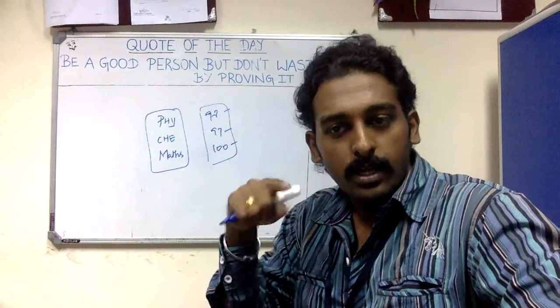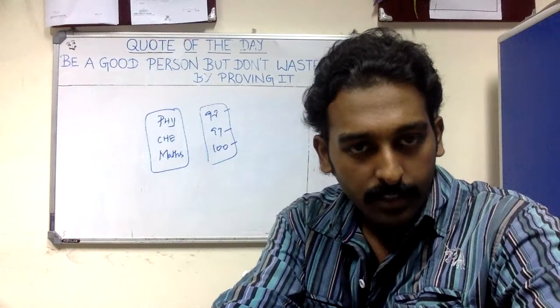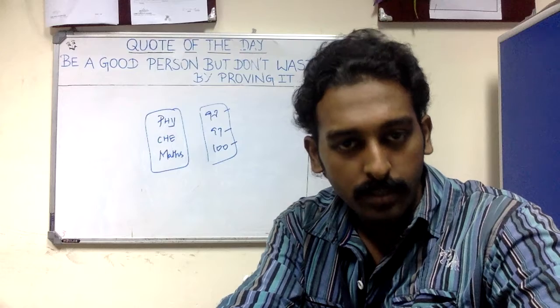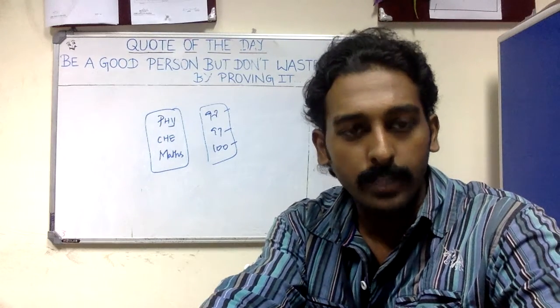So here is an example. As I told you, physics, chemistry, math, and biology. And here we have the marks: 98, 89, 87, and 92. These are some examples of data.